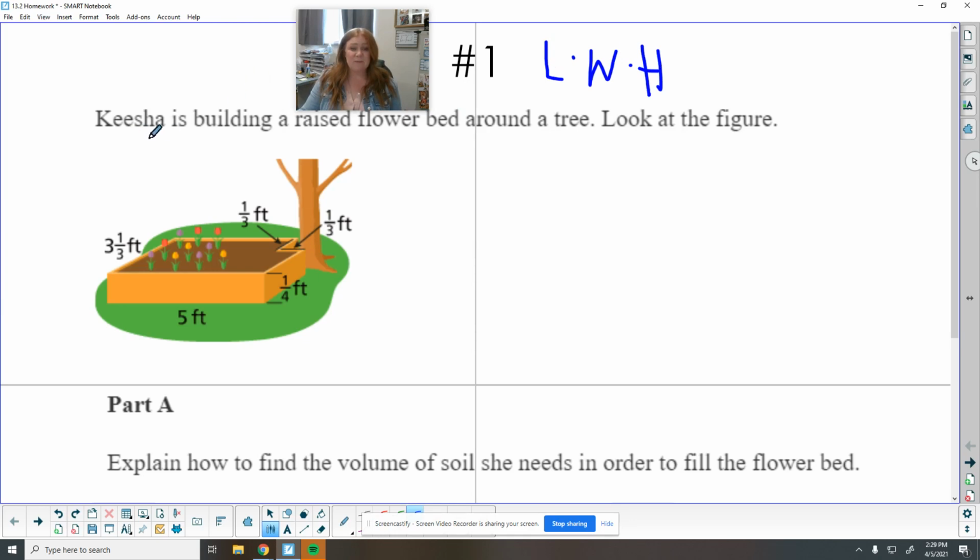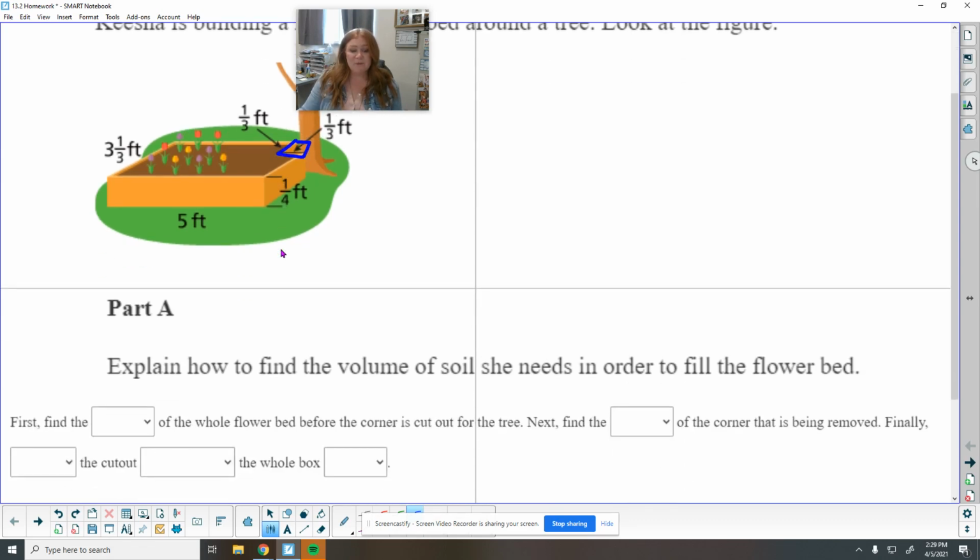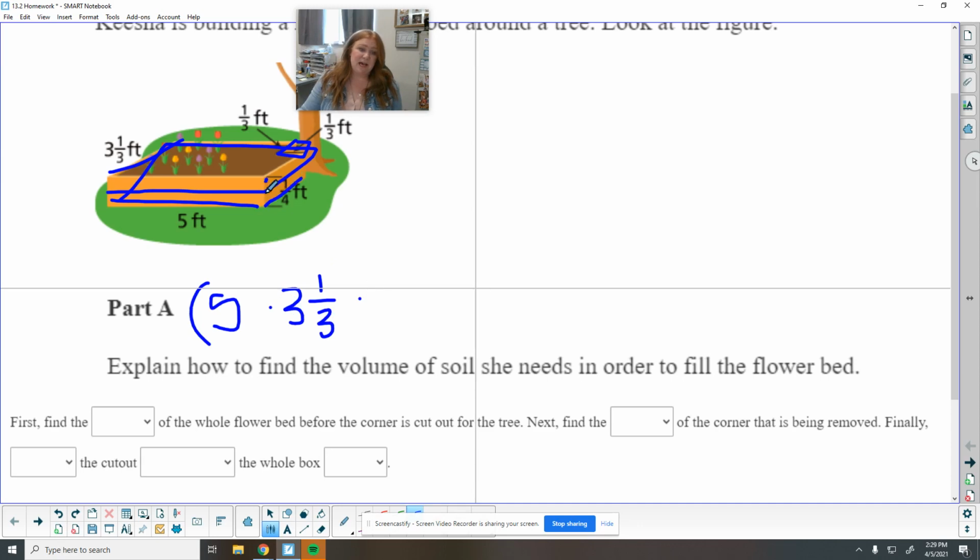It says Keisha is building a raised flower bed around a tree. You can see there's this section here that is not included in her box. First we're going to explain how we would find the volume of soil she needs to fill this flower bed. First I would find the volume of this entire thing. The length is 5, the width is 3 1/3, and the height here is 1/4. So I'm going to find that entire thing.